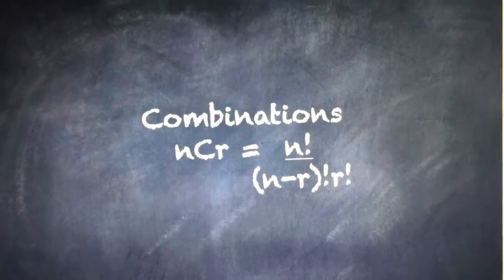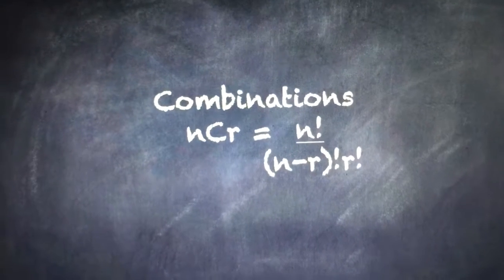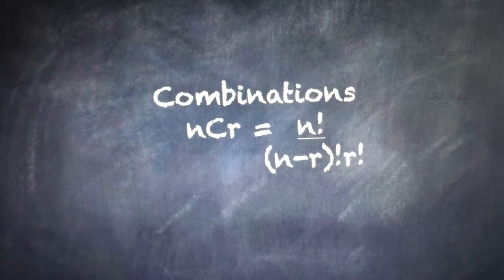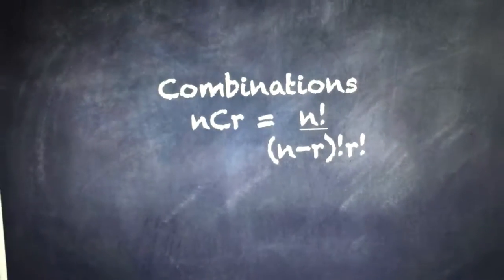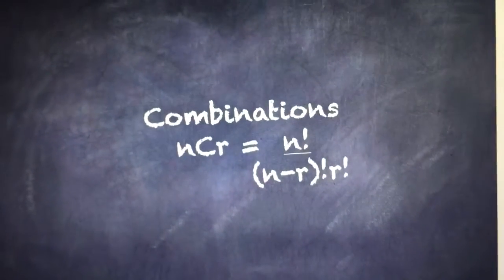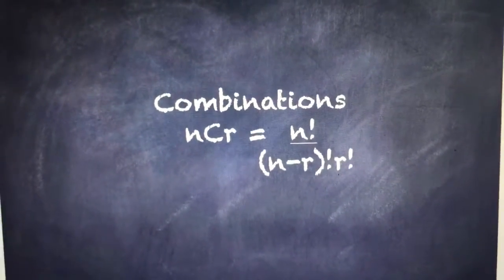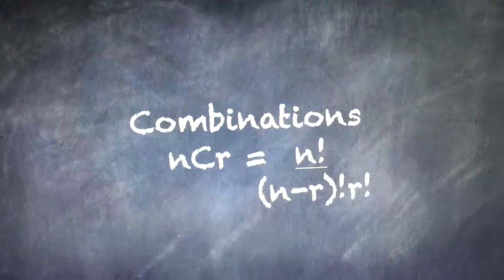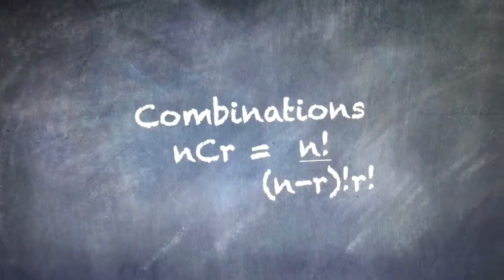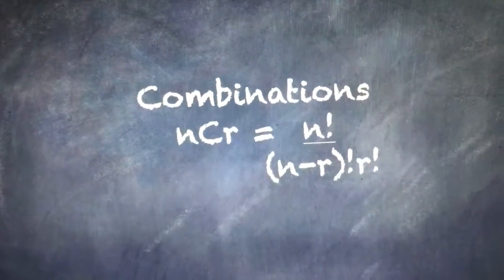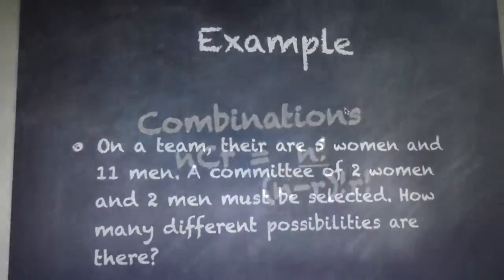Combinations. A combination is a selection of distinct objects without regard to order. With a permutation, it did matter if it was in order, but with the combination, it doesn't matter. Our formula for combinations is n factorial divided by n minus r factorial times r factorial.